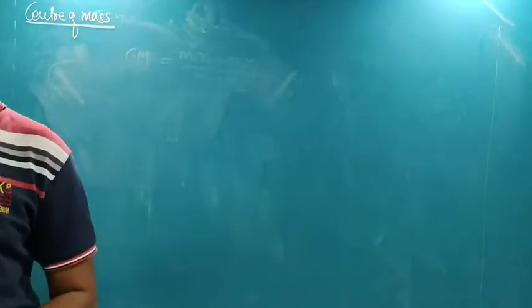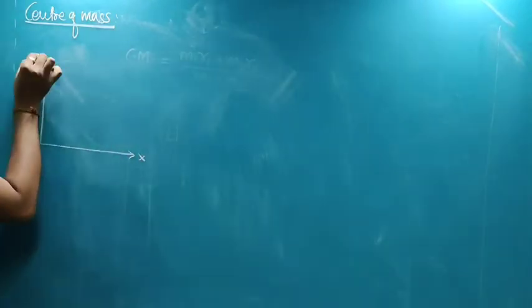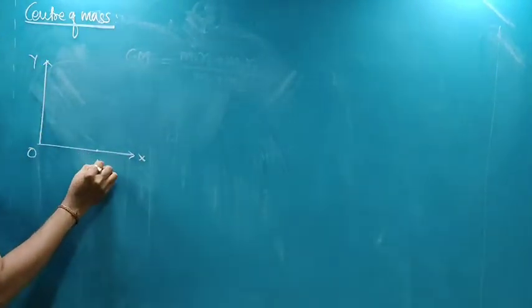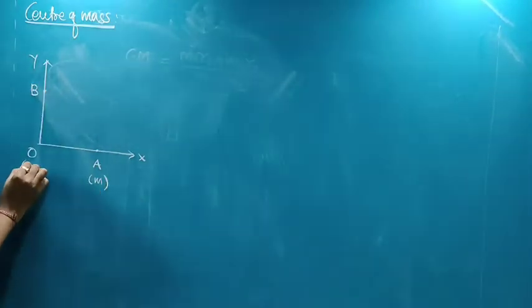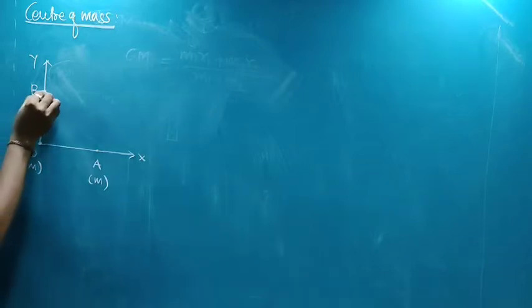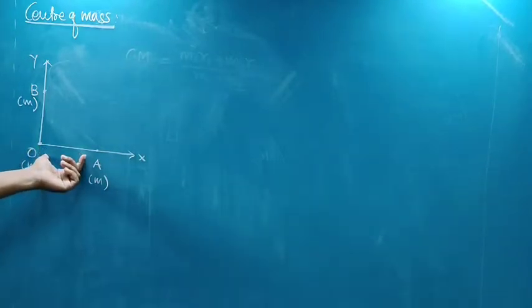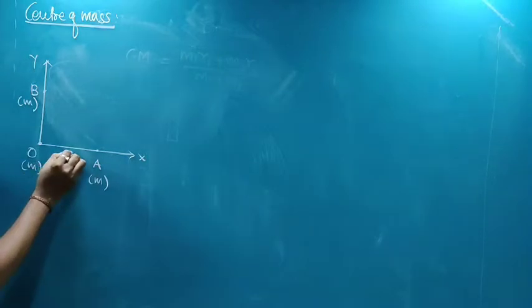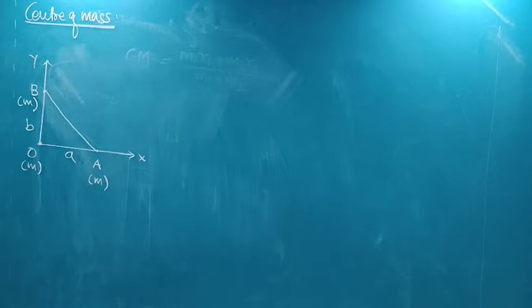So we get a clear idea how to find the center of mass. The example is like this. This is my x-axis, y-axis, origin. Let A be one point, B be one point. At the origin, mass M is situated. At the point A, mass M is situated. And at the point B, mass M is situated. Now this distance is given, this distance is a and this distance is b, and the question is to find out the center of mass.